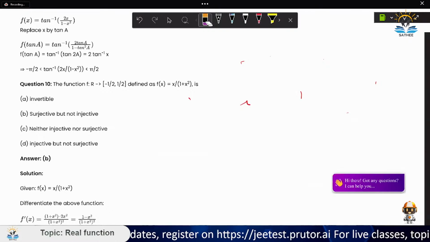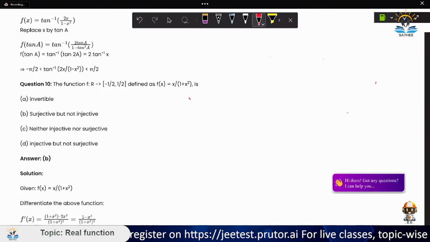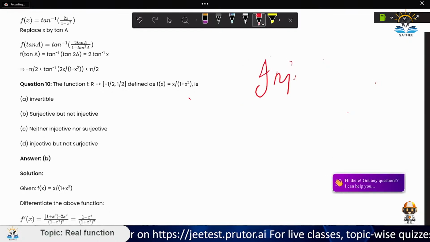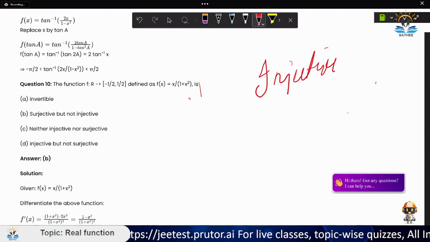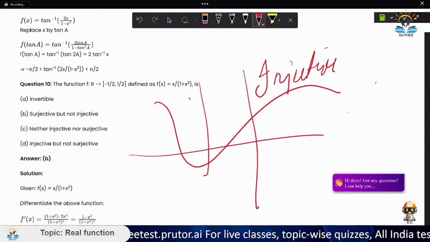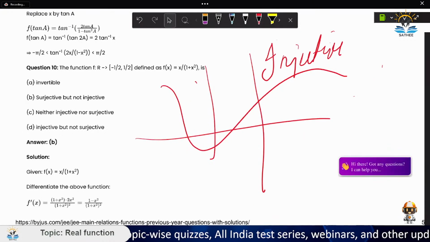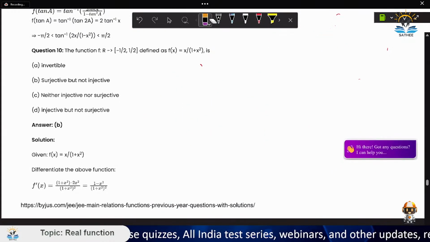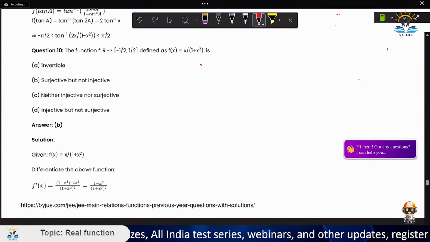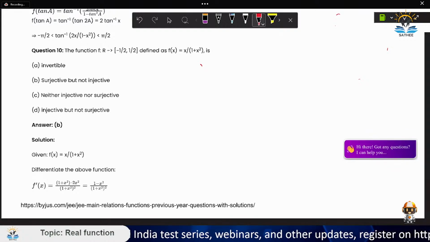And for injective, let's look for injective function. So for injective function, we have the vertical line test. If the vertical line is passing through only 1 point, then the function is injective. But if it is passing through 2 points or more than 1 point, so it is non-injective. Okay, now I think you must be clear what surjective injective means. So let's see the solution once.